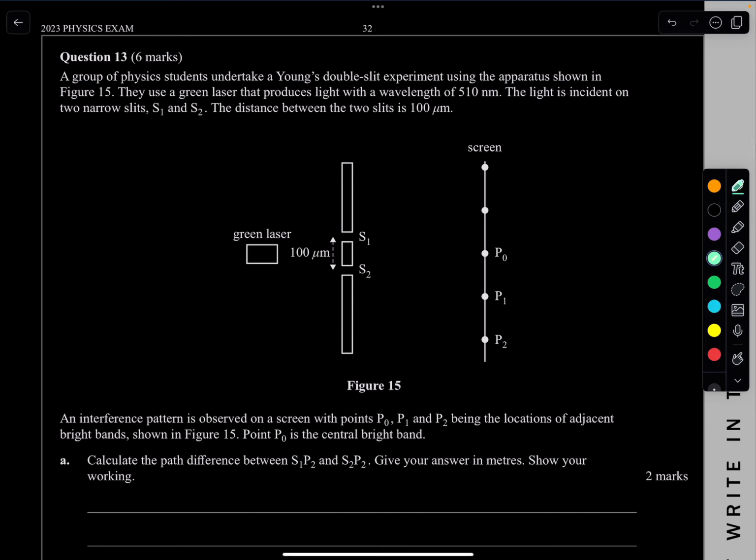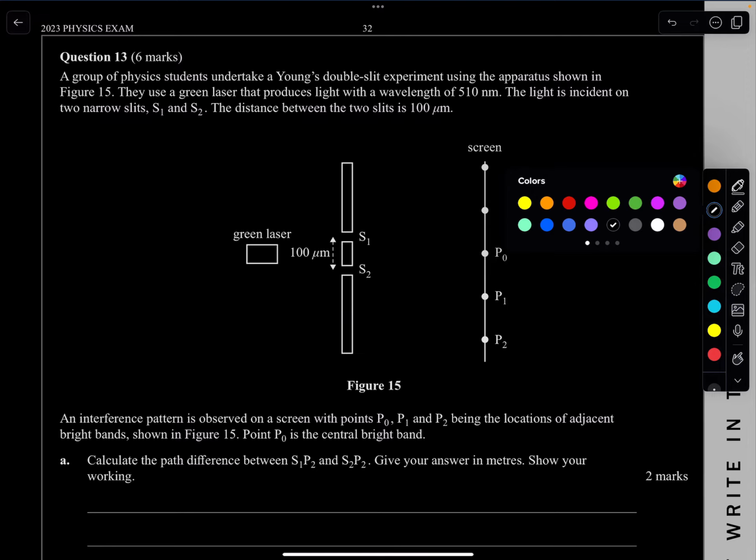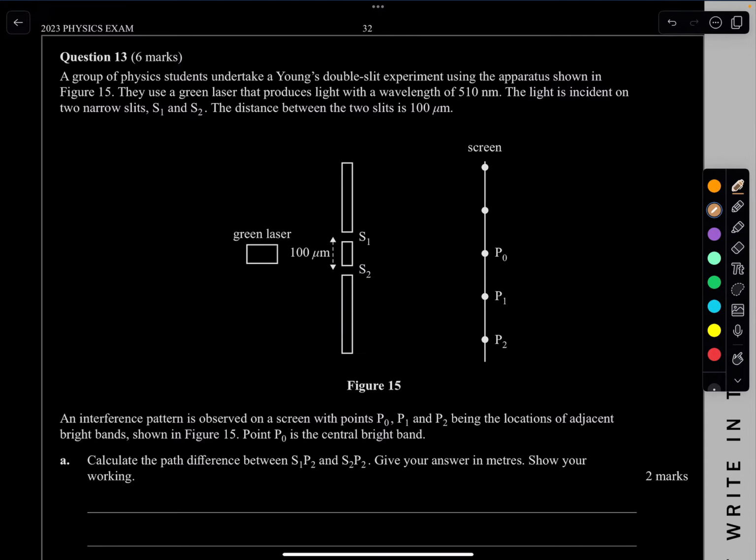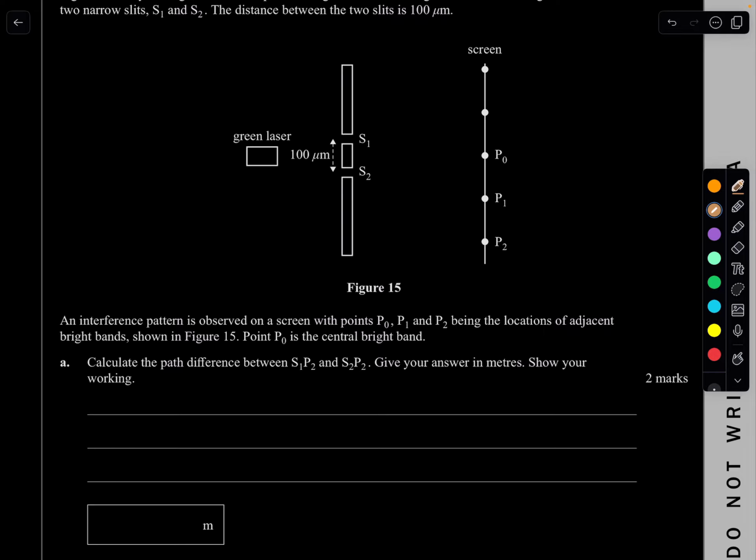Let's have a try at this. What color should we use? We'll use brown. A group of physics students undertake a Young's double slit experiment using the apparatus shown in figure 15. They use a green laser that produces light with this wavelength. The light is incident on two narrow slits, S1 and S2. The distance between the two slits is 100 micrometers. An interference pattern is observed on the screen, with P0, P1, and P2 being the locations of adjacent bright bands.